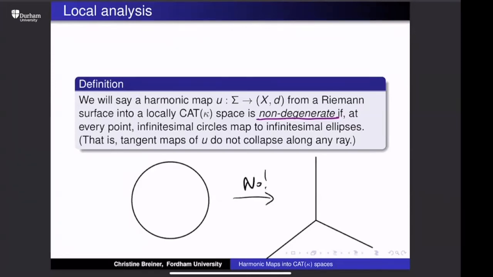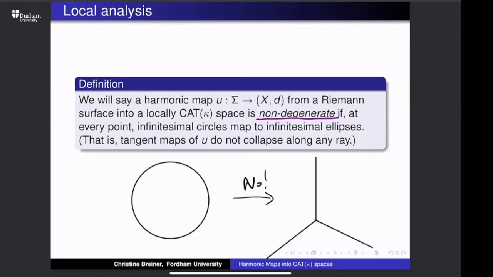Okay, you have these homogeneous maps, homogeneous harmonic maps. And the point is you don't want to collapse along a ray. So it really is generalizing this notion of a full rank differential between manifolds. So we're going to be looking at these non-degenerate maps.